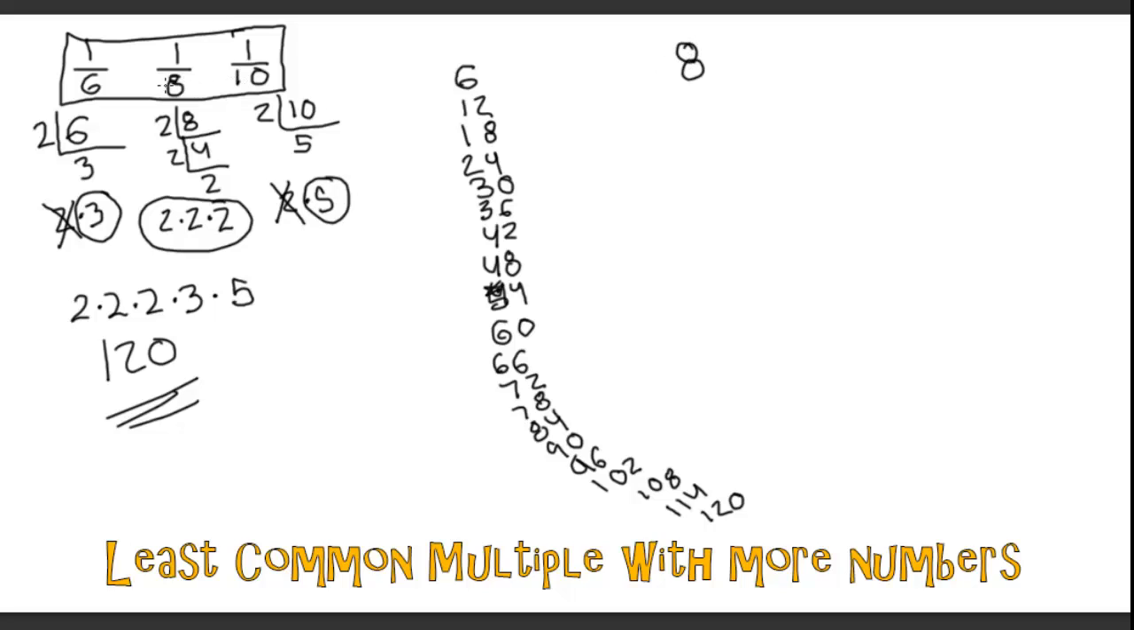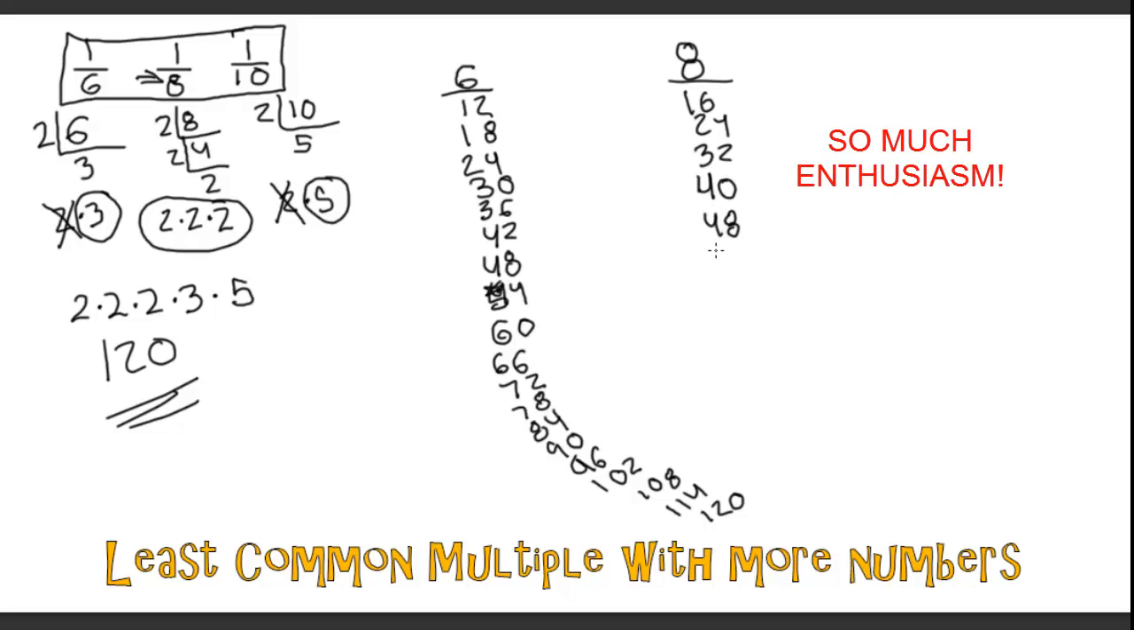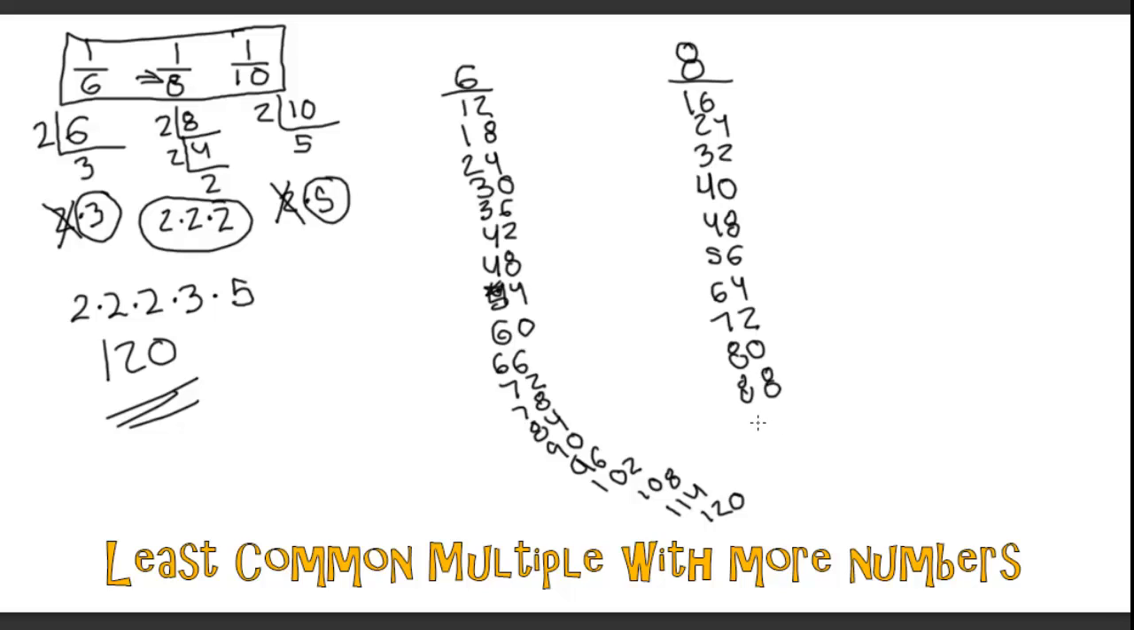8 is our next denominator over here. So we've got to do it the kind of ghetto funky, awesome, really slow method, just so I can prove to you why prime factorization is so important. So we got 8. 8 plus 8 is 16. Plus 8 is 24. Plus 8 is 32. Plus 8 is 40. Plus 8 is 48. Plus 8 is 56. And 64. And 72. 80. 88. 96.